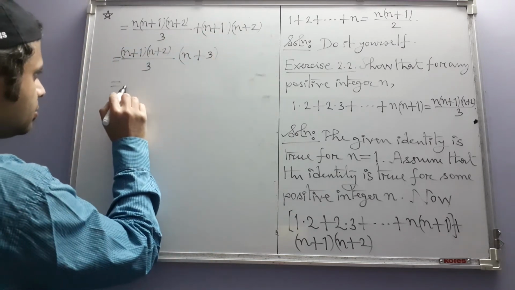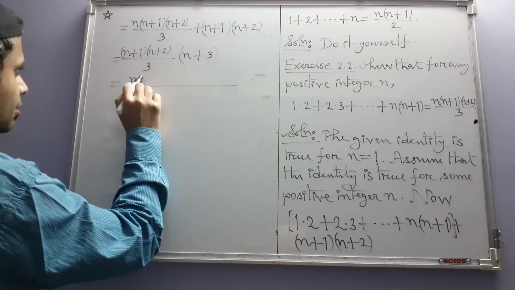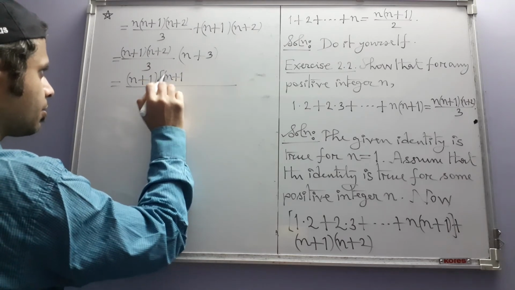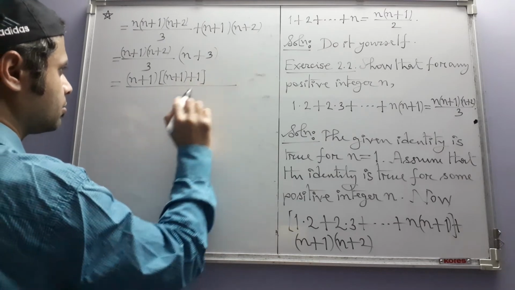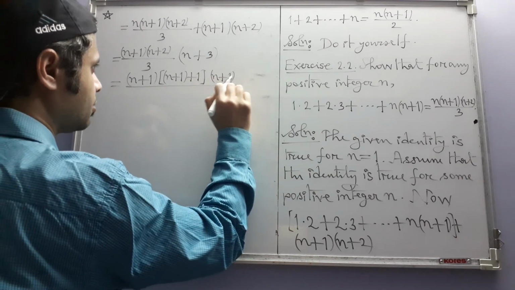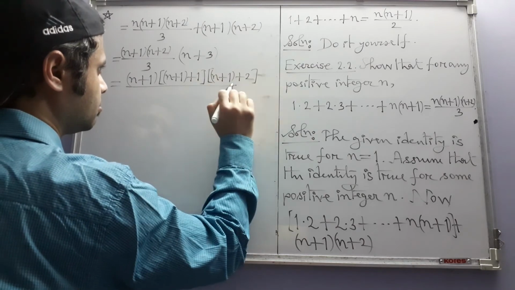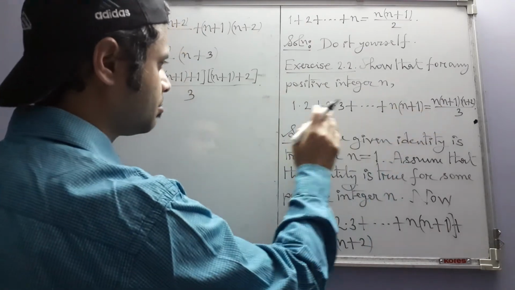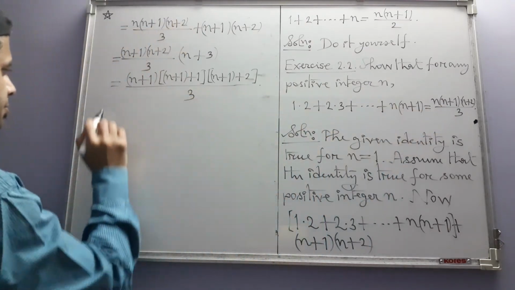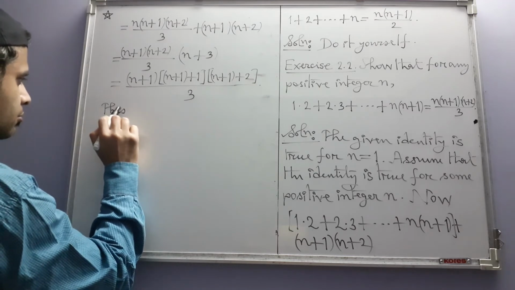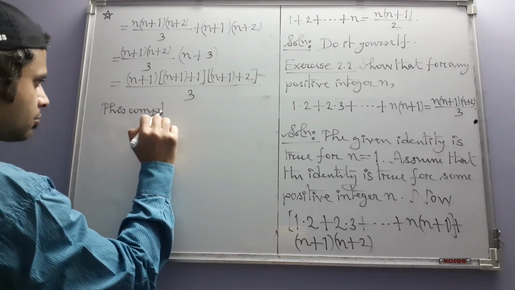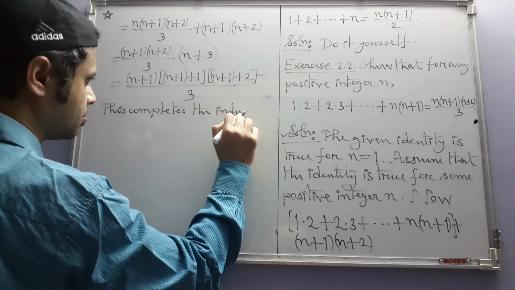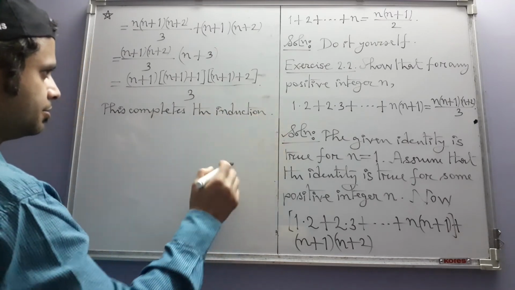So now you see that you have n plus 1 times n plus 1 plus 1 times n plus 1 plus 2 divided by 3. So that has the same form as this, but n plus 1 in place of n. This completes the induction and proves the identity.